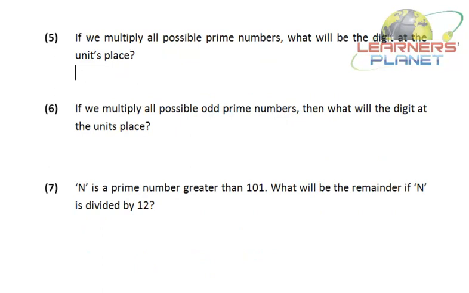Now, if we multiply all possible prime numbers, what will be the digit at the units place? Friends, we are clueless since we don't know the number of prime numbers available with us in the entire set of natural numbers. So probably we cannot do this problem, but the same problems have been asked many times in various entrance examinations. So there must be some logic behind that.